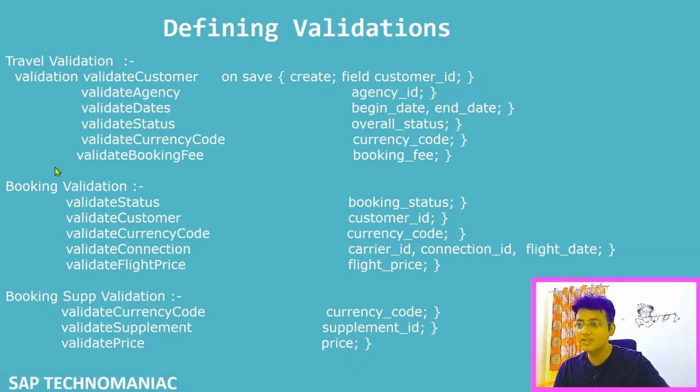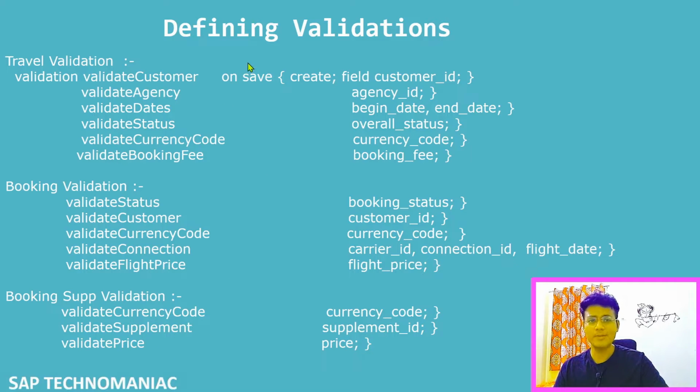In our case the mandatory fields are customer, agency, dates, status, currency code and booking fee. So we have to validate each and every field on save. When we are creating these fields, we have to check whether the field got filled or not, or if it is filled then whether it is correct or not. Those kinds of validations we have to do for the travel and booking supplement as well.